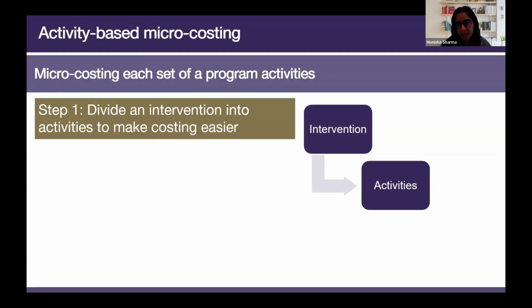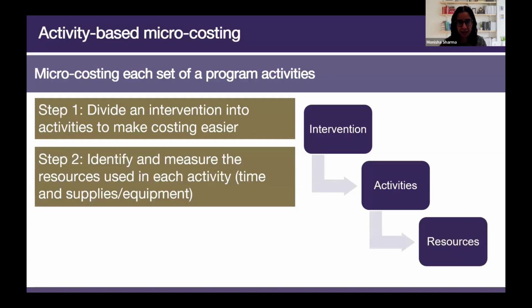So one type of costing is activity-based microcosting, and that's a common way to do a costing. And so here you microcost each set of program activities. So the first thing you do is you take your intervention and you divide it into activities. And then you identify and measure the resources used in each of those activities.